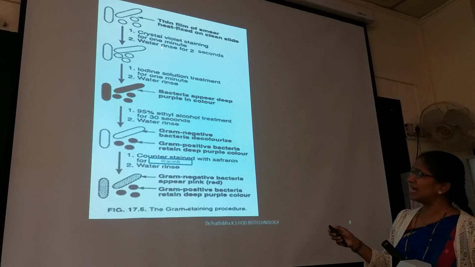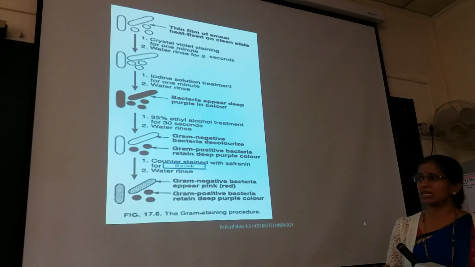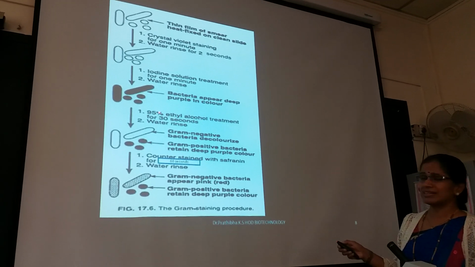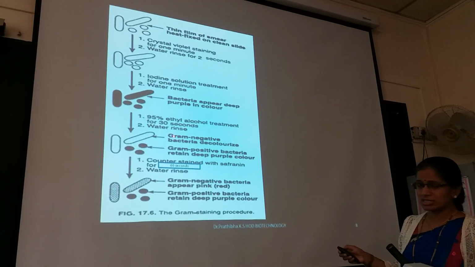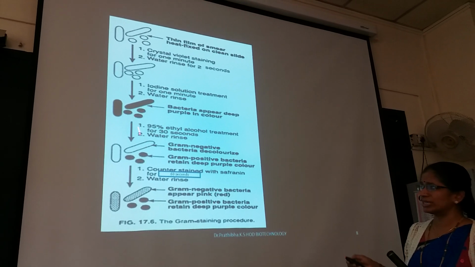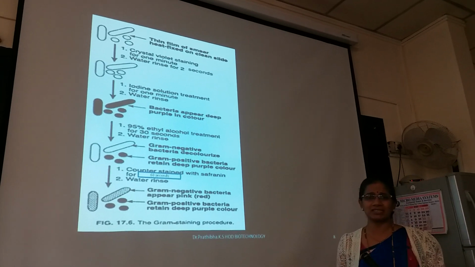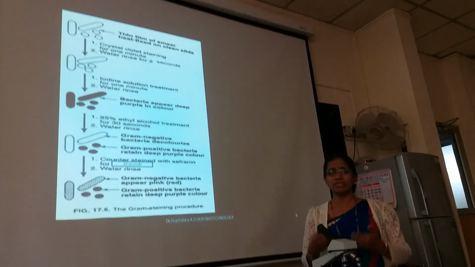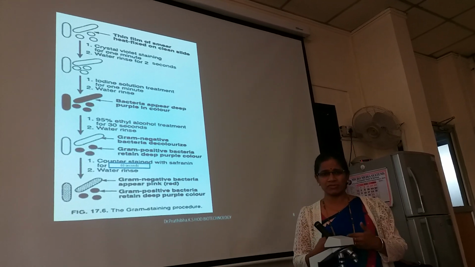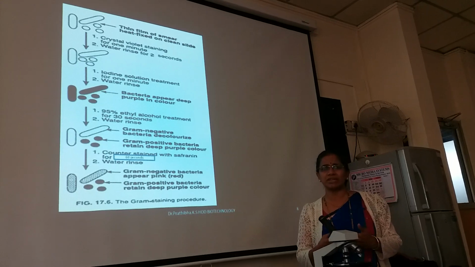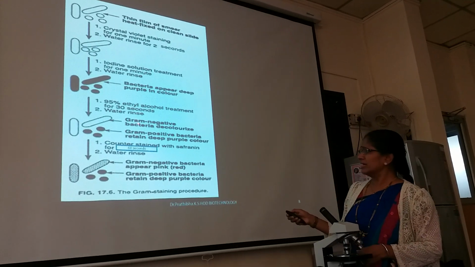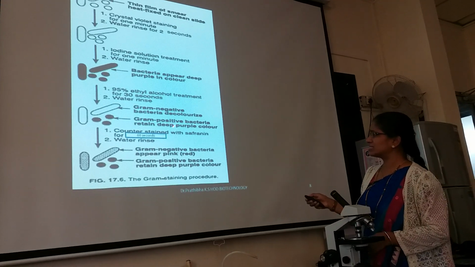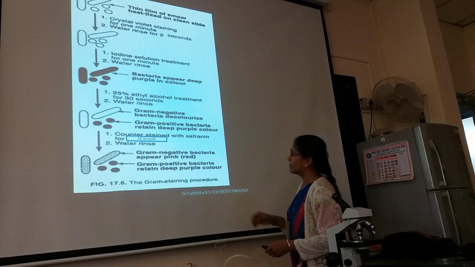It means after adding crystal violet, all the cells will take up the stain. Then we add the 95% ethyl alcohol treatment for 30 seconds and rinse with water. Here you are going to observe the distinguishing characteristic. The decolorizing agent removes the crystal violet from the bacterial cells which do not have affinity with the primary stain. Gram negative bacteria are decolorized, whereas gram positive bacteria retain the deep blue or purple color.